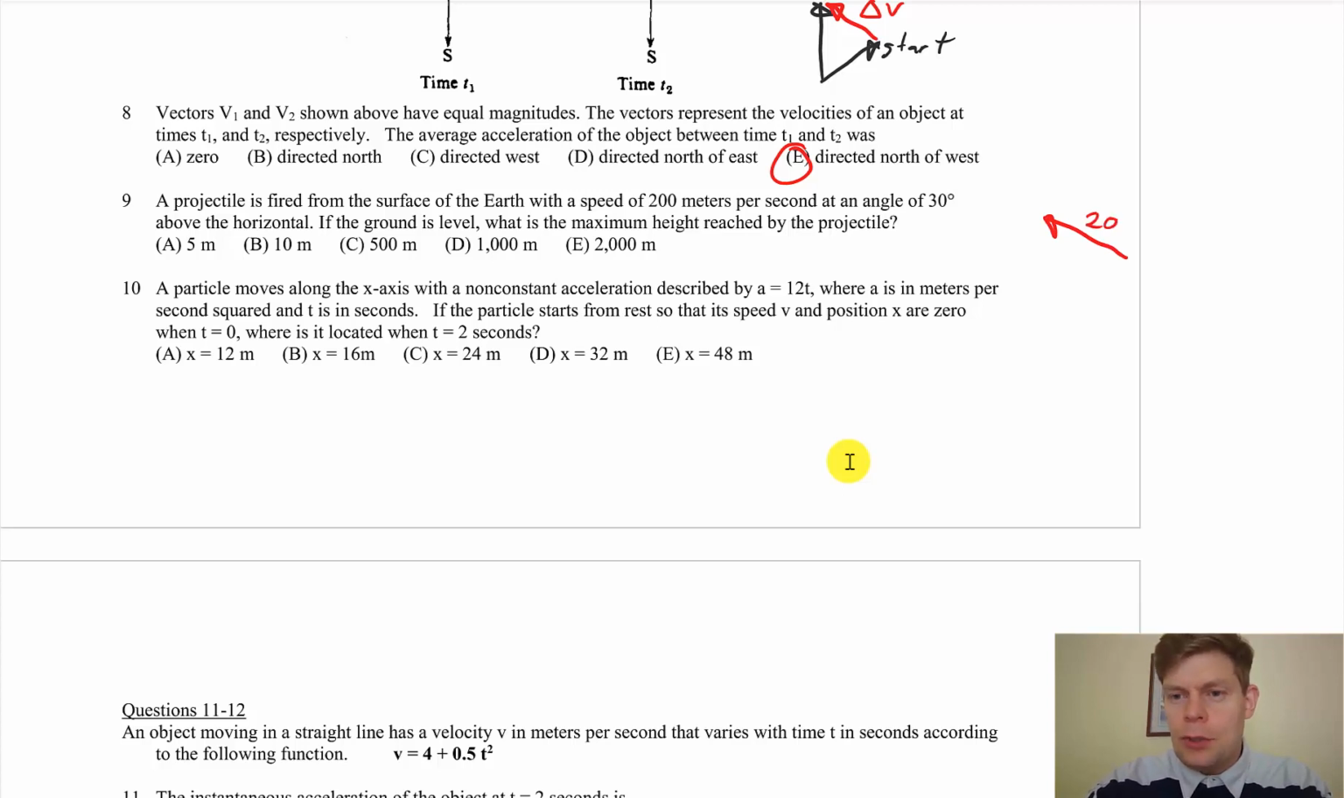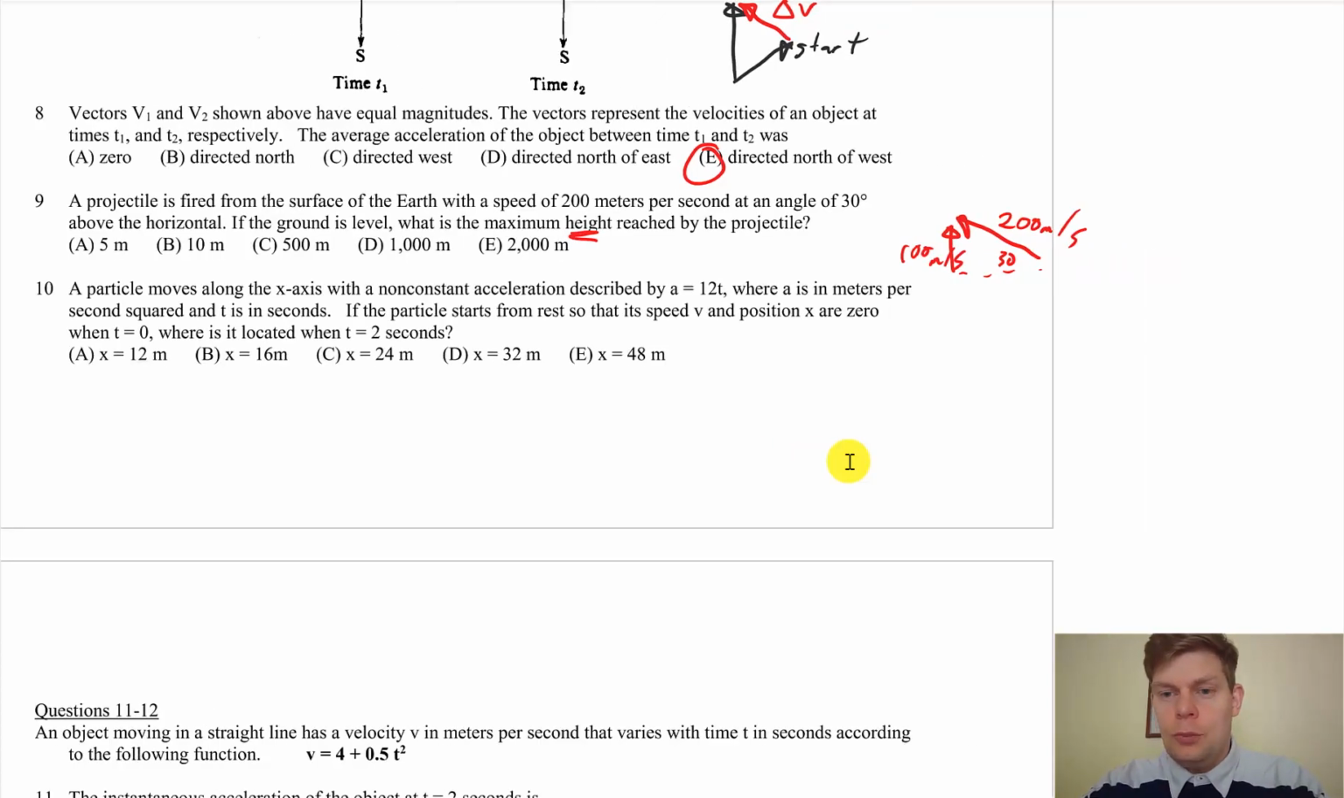If you're going 200 meters per second and you want to know maximum height, really we only care about the vertical component because the horizontal component will have no effect. And if this is 30 degrees, what's sine 30? Sine 30 is 1/2. So our vertical component of our initial velocity is 100 meters per second.